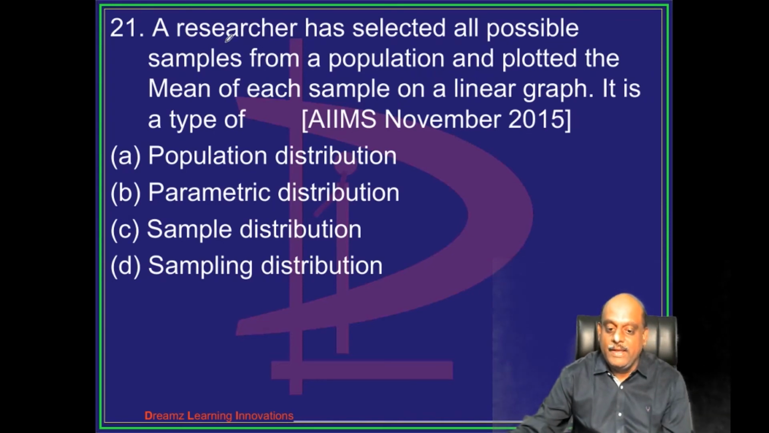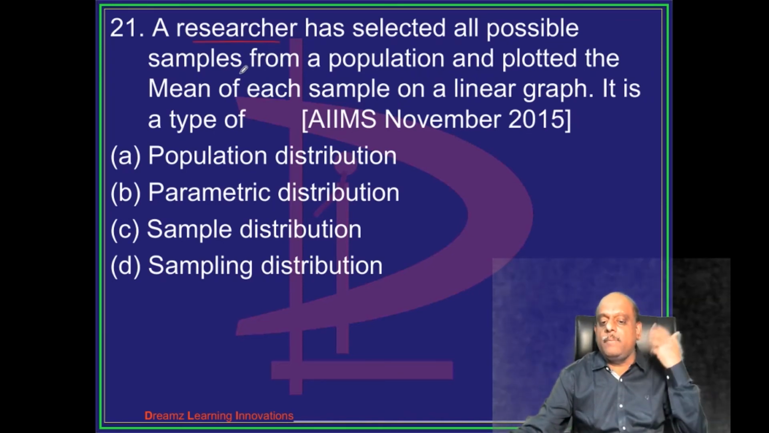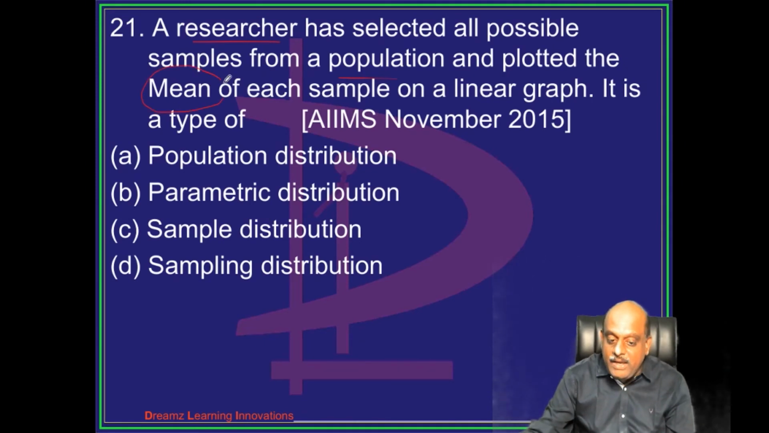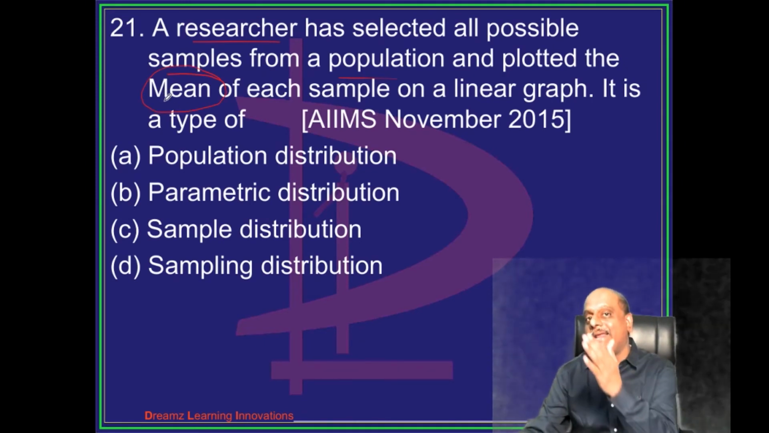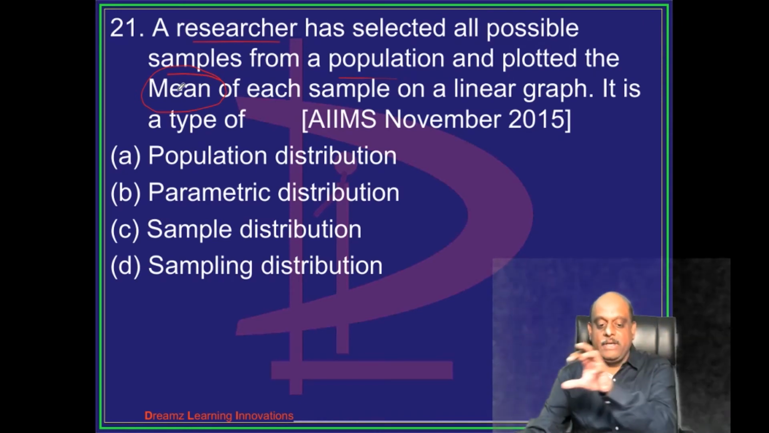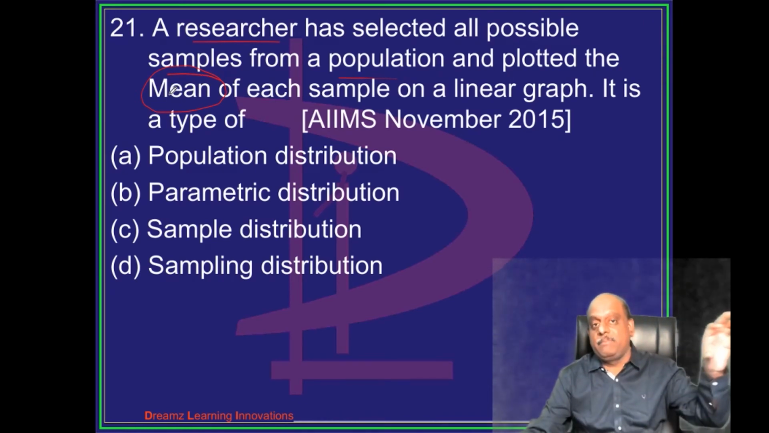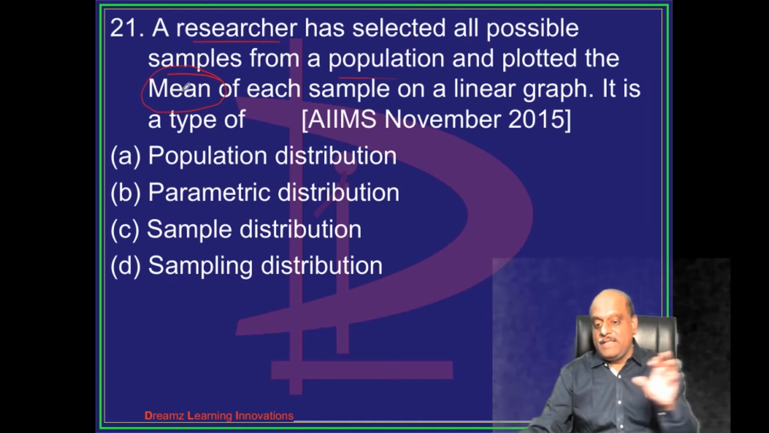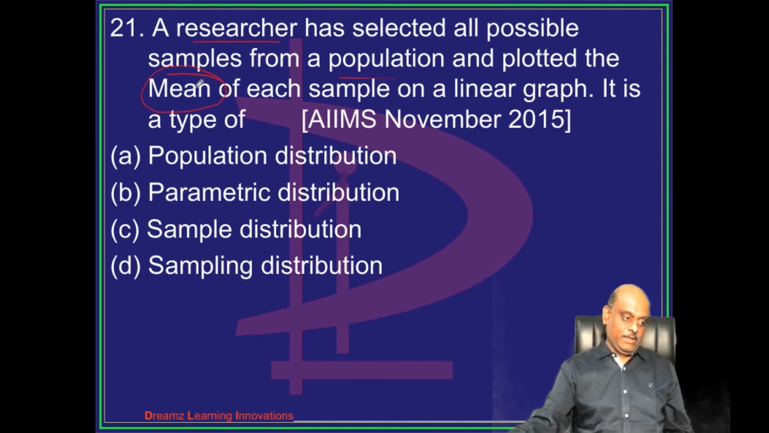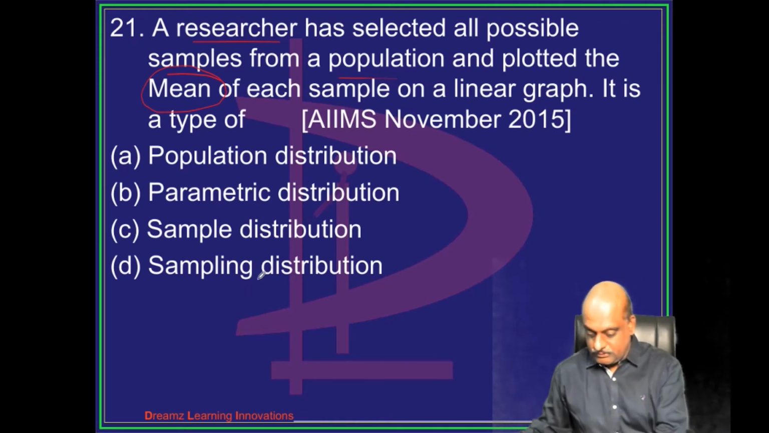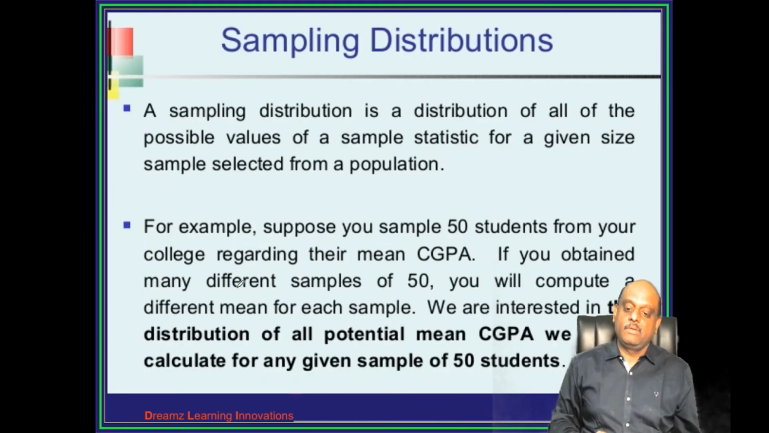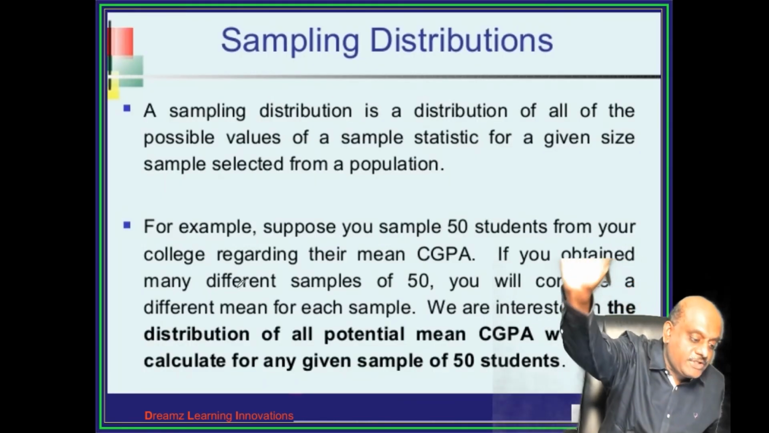Now, doctor, a researcher has selected all possible samples from a population and he plotted the mean of each sample on a linear graph. He took samples from the population and put the mean of each sample on a linear graph. What is this called? This is called sampling distribution. So what is a sampling distribution?